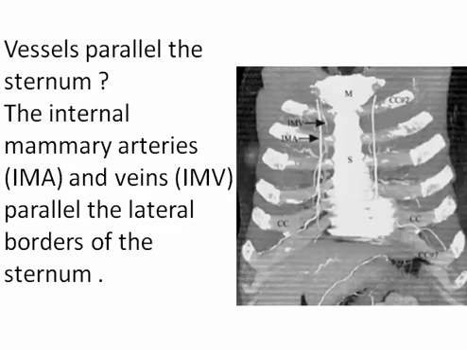Alongside and parallel to the sternum are the two internal mammary arteries from inside, and these are seen here as two linear shadows. But again, the arteries are accompanied by veins, so we have internal mammary arteries and internal mammary veins, and all are parallel to the sternum, running inward.